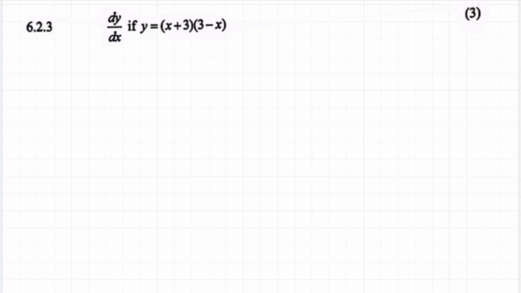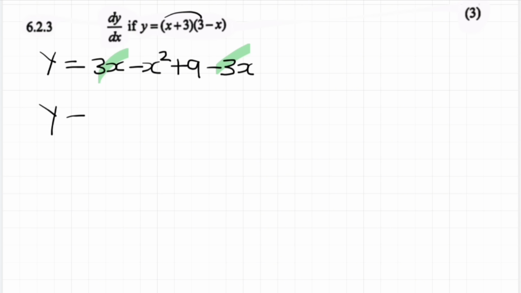The next one is this one. They want us to differentiate y with respect to x if y is equal to this. So here we need to first distribute this. x multiplied by 3 is going to give us 3x. x multiplied by negative x is going to give us negative x squared. And then 3 multiplied by 3 is positive 9. 3 multiplied by negative x is going to give us negative 3x. So look at this. If you pay attention, these and these are going to cancel. So we're going to have y equal to negative x squared plus 9.